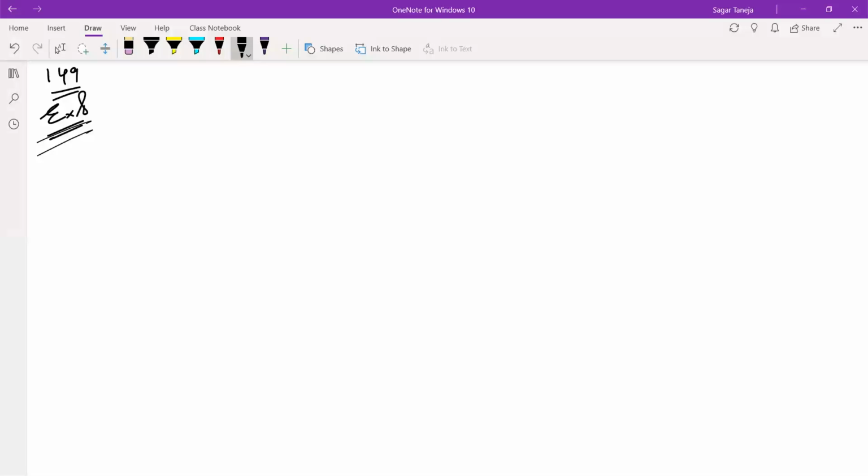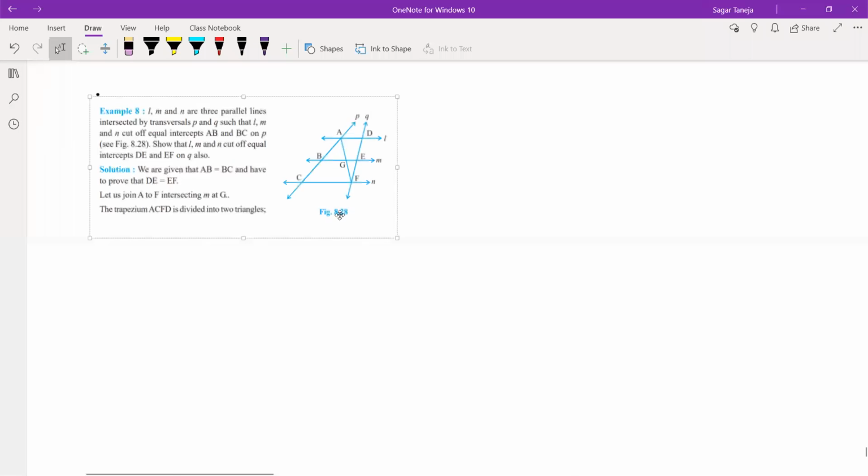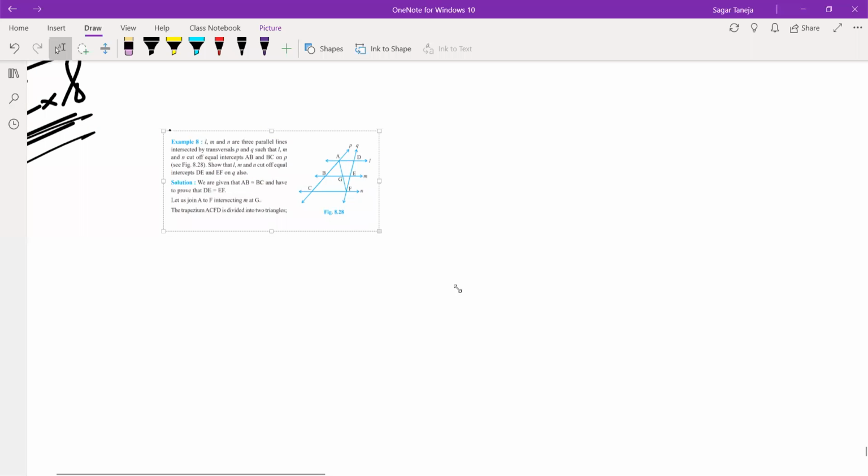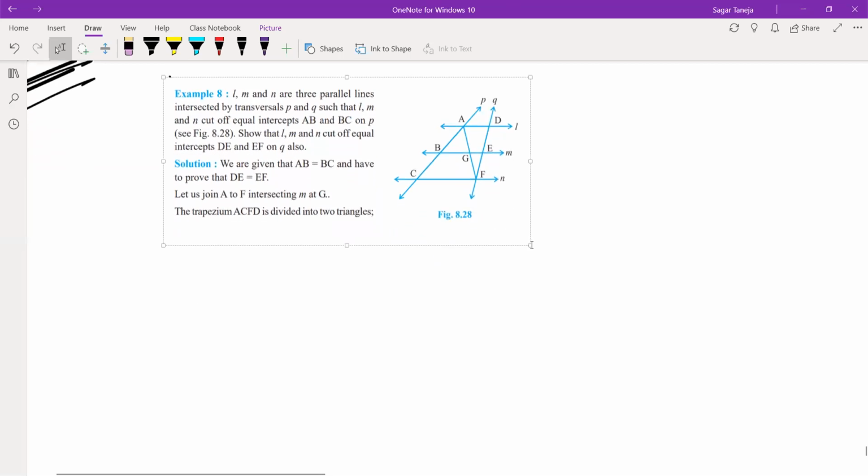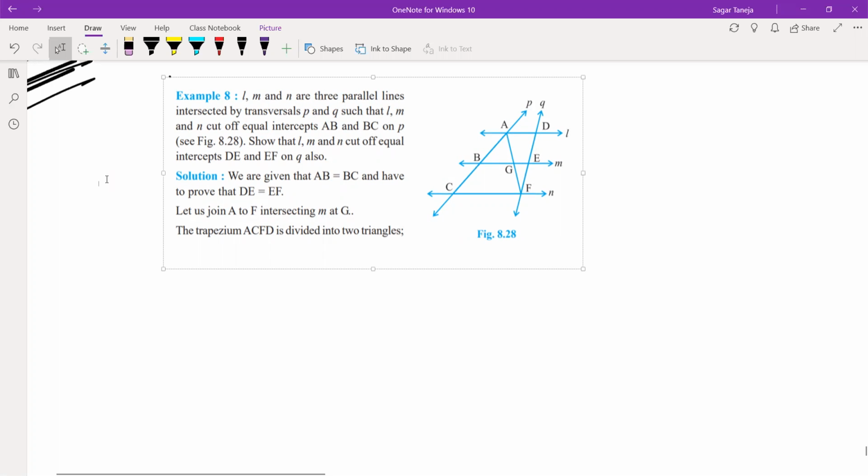Read from there. Or wait, let me print example number 8 here. Wait a second. I'm just bringing it here from your book. This is example 8 in your book.